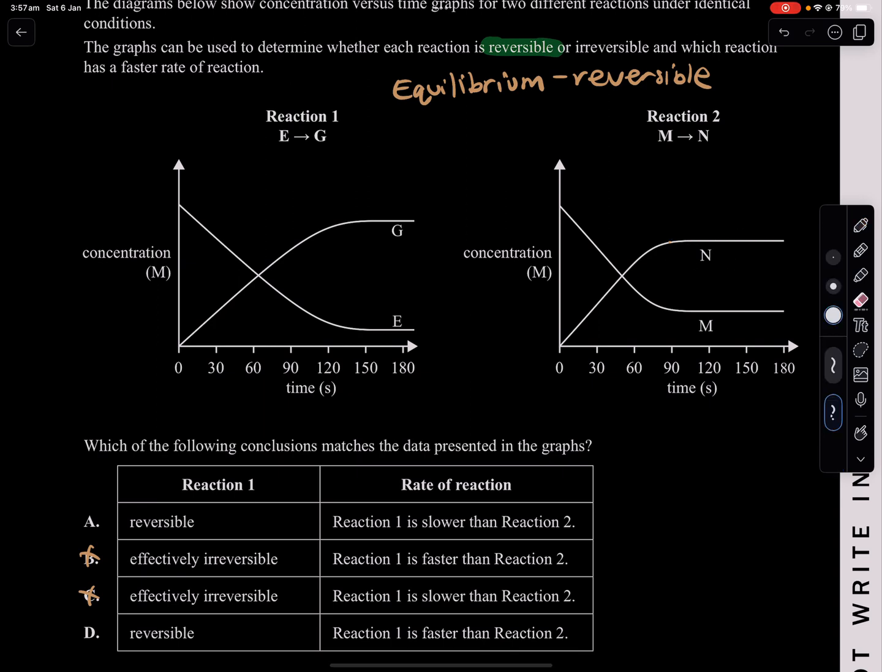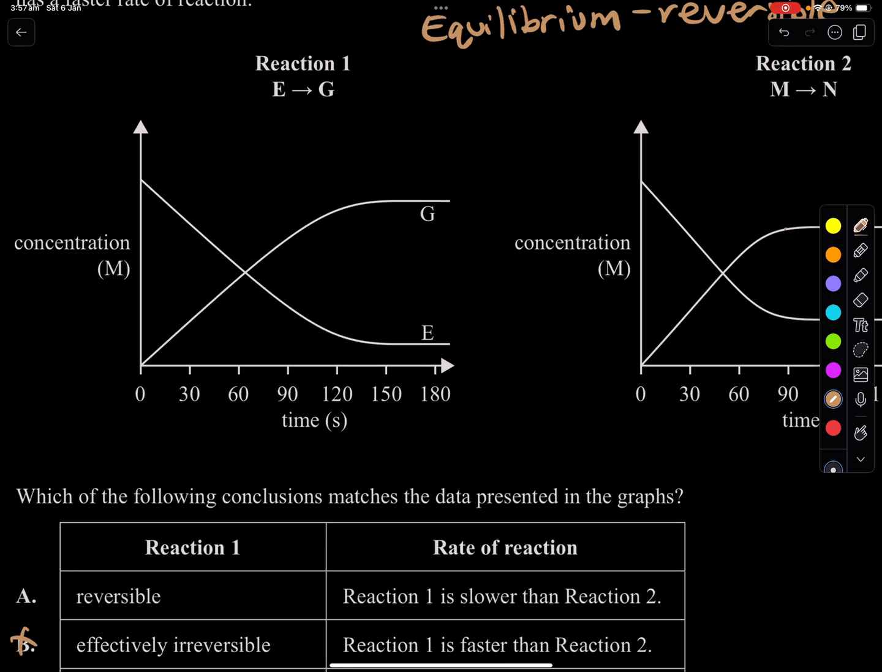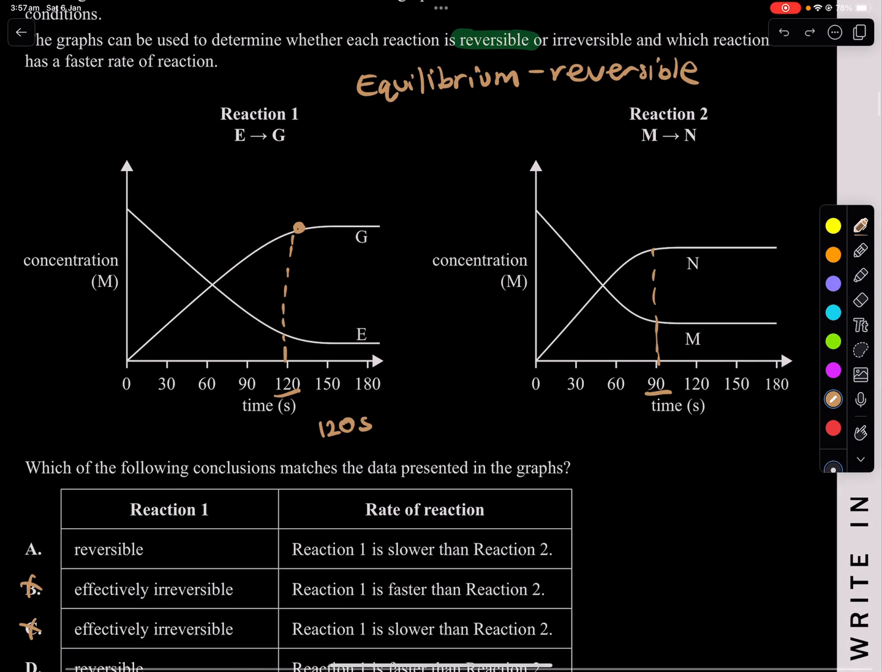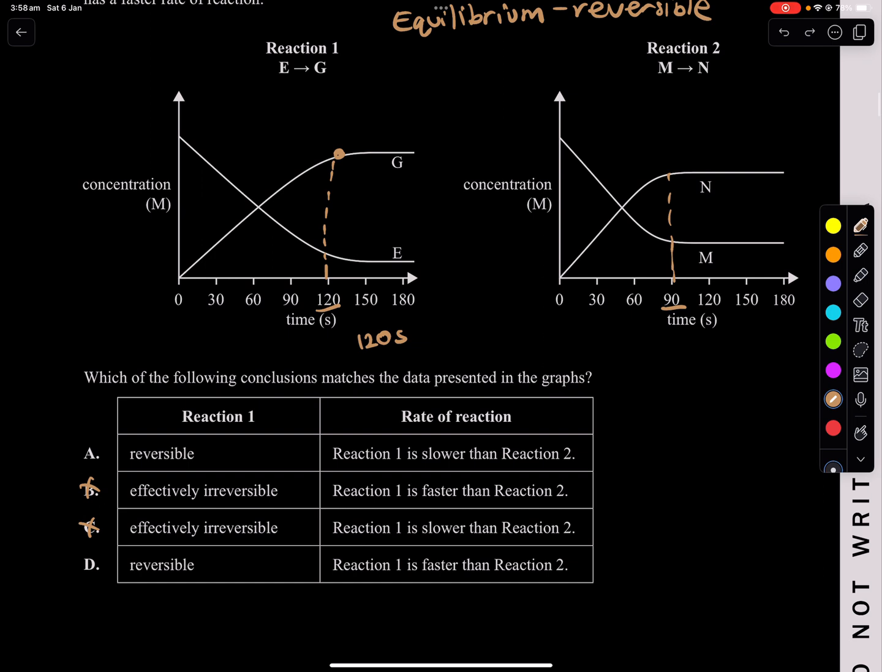The way you actually determine which reaction is faster is, well, when do they reach equilibrium? How fast do they reach equilibrium? For example, let's look at reaction 1. We can see that it's reaching equilibrium at approximately 120 seconds, whereas this one over here reaches equilibrium at 90 seconds. So which one's quicker? Absolutely reaction 2, because it takes 90 seconds to reach equilibrium, whereas this is 120. So reaction 2 is faster than reaction 1, so reaction 1 is slower than reaction 2. That's true, and that's pretty much your answer.